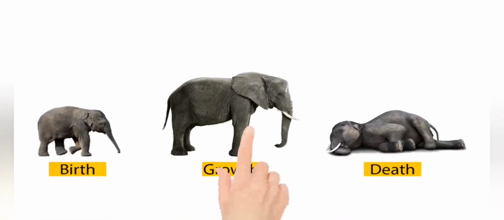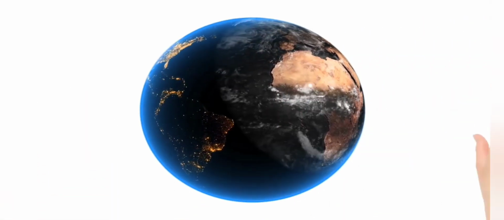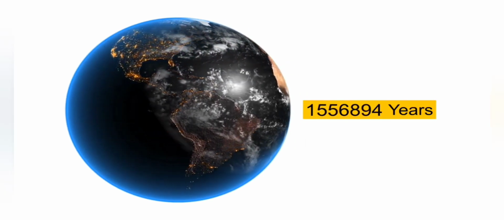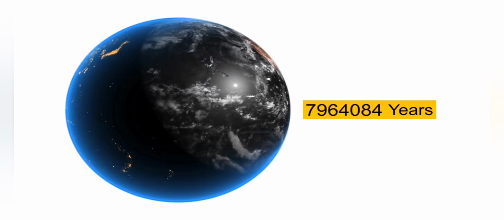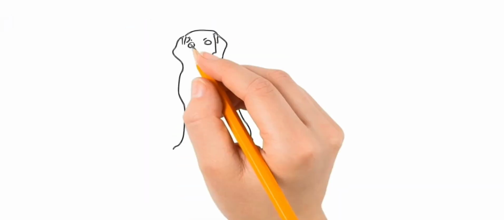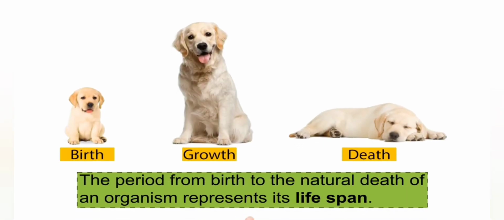Students, we know that individual organisms die without fail. Species continue to live through millions of years unless threatened by natural or anthropogenic extinction. Each and every organism can live only for a certain period of time, and the period from the birth to the natural death of an organism represents its lifespan.